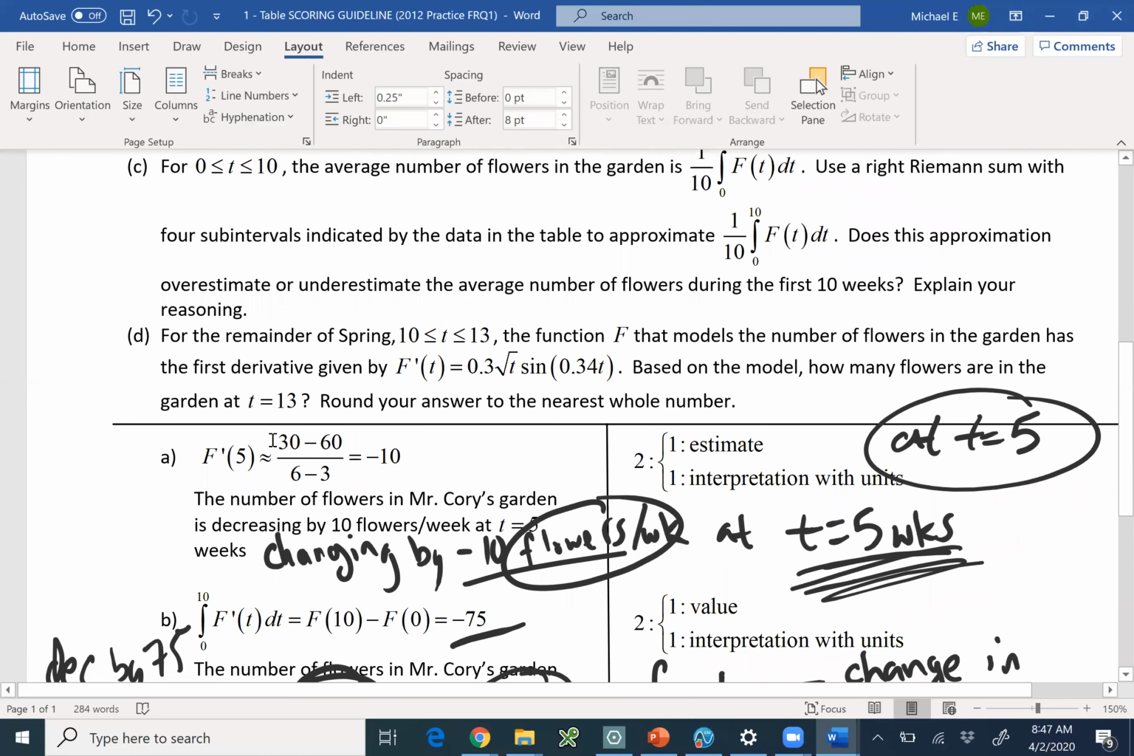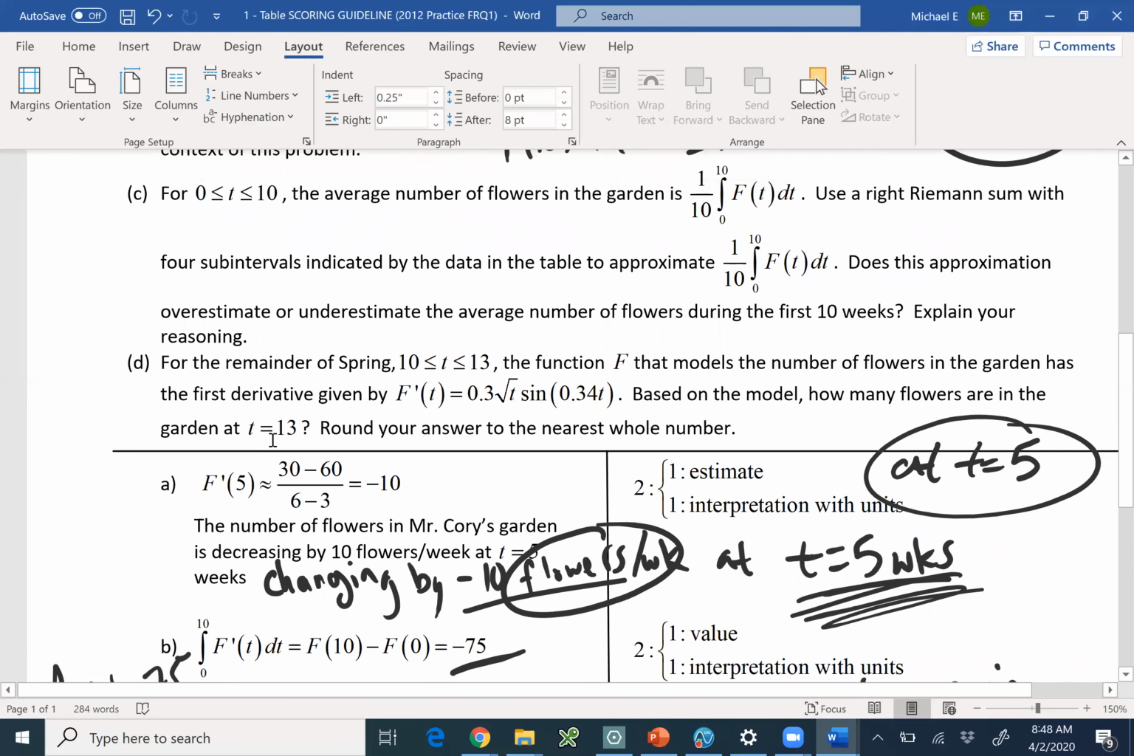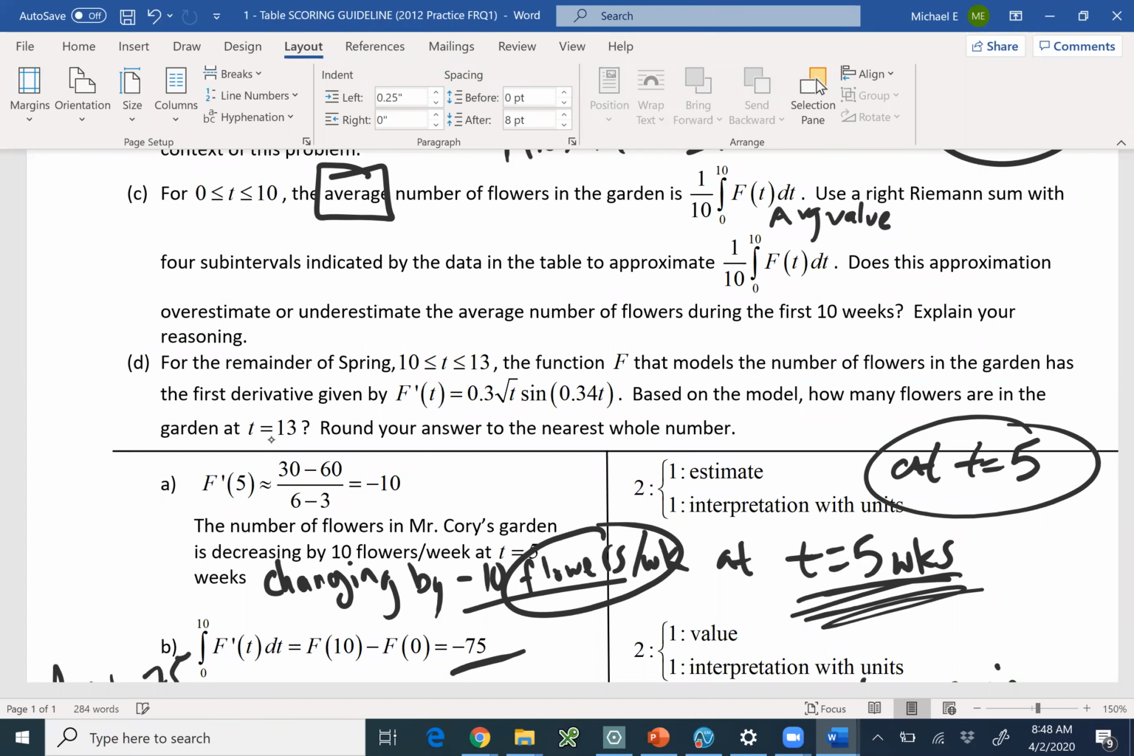All right, C says the average, right? That's kind of a keyword: average rate of change, average value. The average number of flowers in the garden is 1/10 integral of f of t dt. And when we look at this, this is the average value formula, right? So it's the average value of f of t, which is the number of flowers. They're not asking us to interpret this because they kind of did. But I've still seen a lot of students not understand this. So they did interpret it. It's the average number of flowers because f of t is the number of flowers.